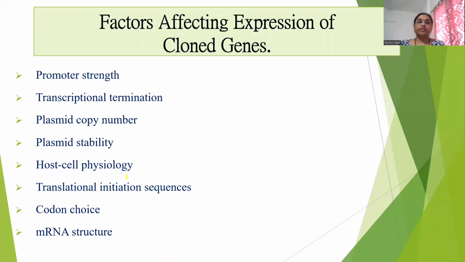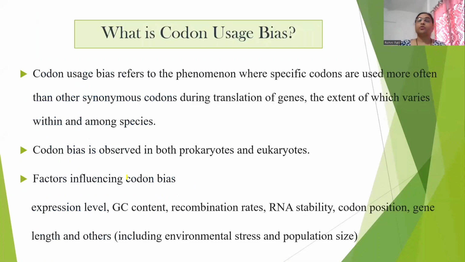Now going towards today's topic, which is the codon choice or the optimization of the codon and the mRNA structure. Before going towards the codon choice, we must know what codon use bias is. Codon use bias refers to the phenomenon where specific codons are used more often than other synonymous codons during the translation of genes, and the extent of which varies within and among the species.